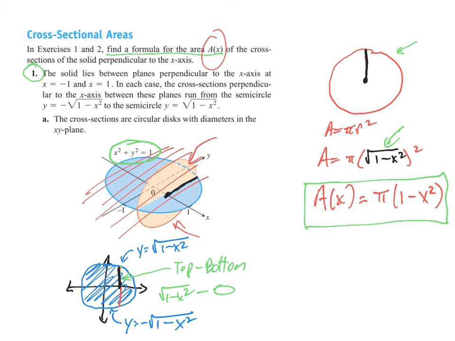That's how this game is going to be played. Draw the cross section, figure out what measurements you need, go back to the plane, pull those pieces off, write the expression, and then write your A of x. Let's try it with letter B.